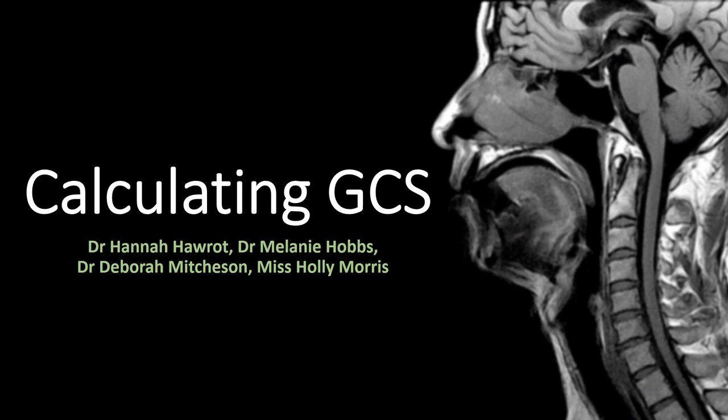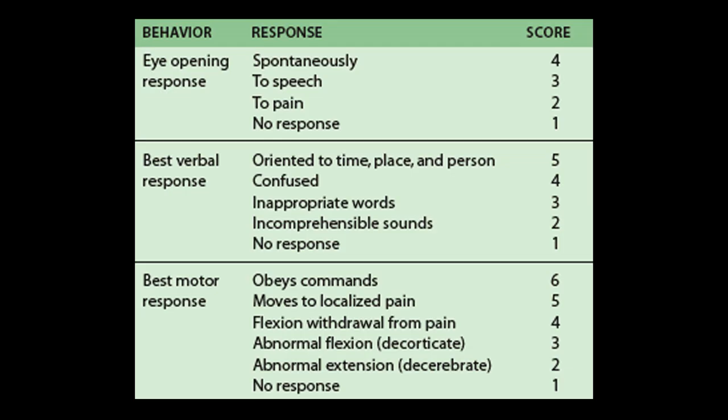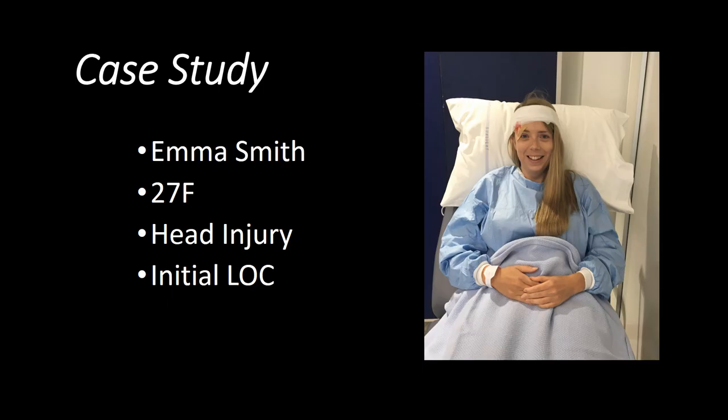In this session, you will be given the opportunity to practice calculating a patient's Glasgow Coma Scale, or GCS, score. You should already be familiar with the following scoring system, where a GCS of 15 represents the highest score available and a GCS of 3 represents the lowest. Let's look at the following case study.